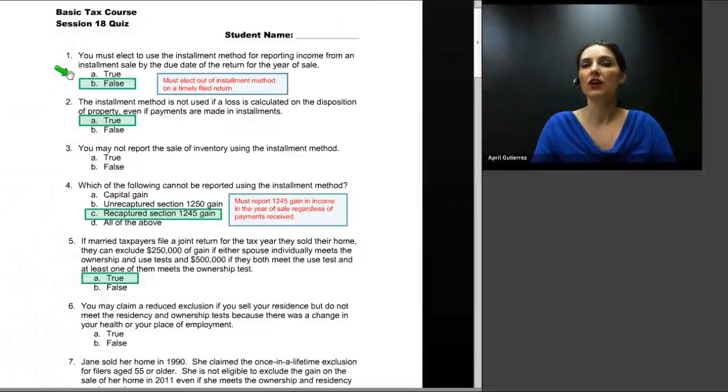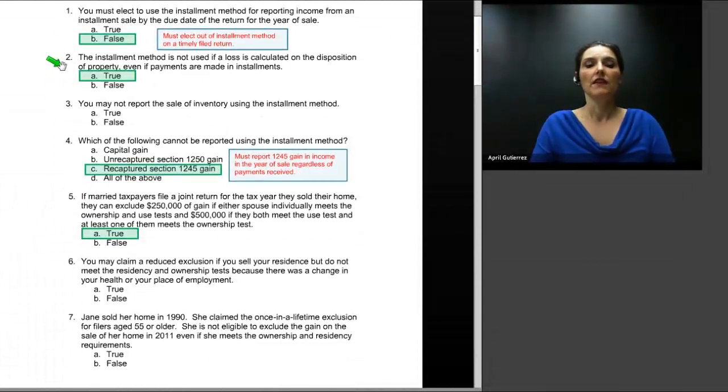You elect out of the installment method on a timely filed return. Otherwise, the installment method is automatic. It is not something you elect out of. Number 2, the installment method is not used if a loss is calculated on the disposition of property, even if payments are made in installments. Well, that is true. The answer to this question is really quite self-evident.